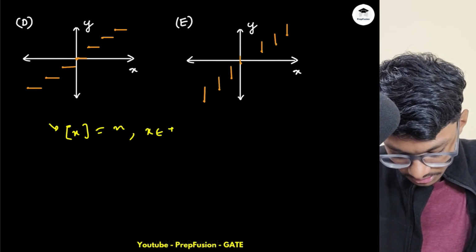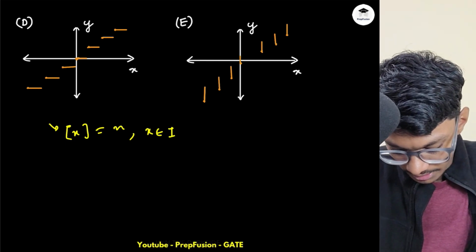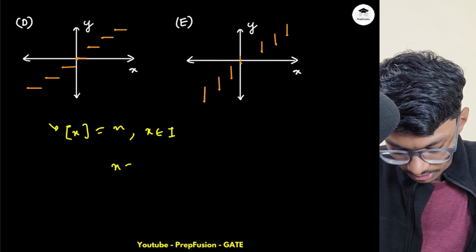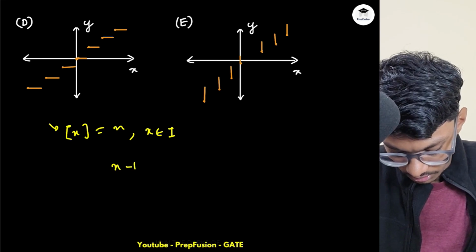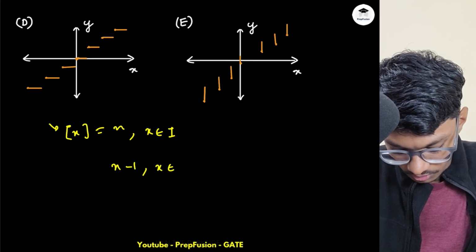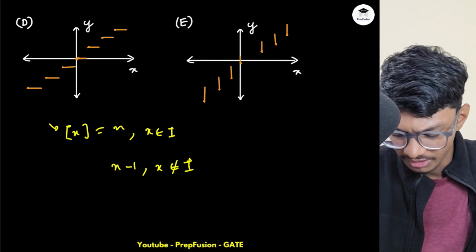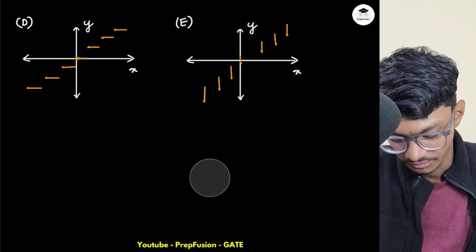If my x is an integer, basically n itself, it equals n minus 1. If my x is not an integer, I will define this later on, don't worry. The greatest integer function, I will define this later on.